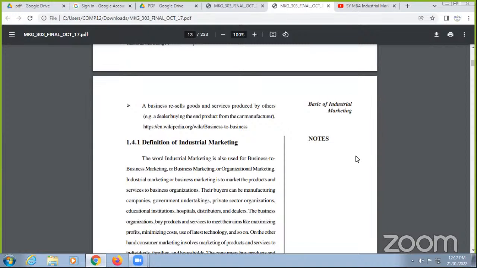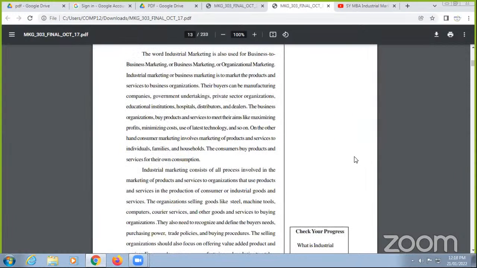What is meant by industrial marketing? Industrial marketing is also used for business to business marketing, or business marketing, or organizational marketing. Industrial marketing or business marketing is to market products and services to business organizations. Their buyers can be manufacturing companies, government undertakings, private sector organizations, educational institutions, hospitals, distributors, and dealers.